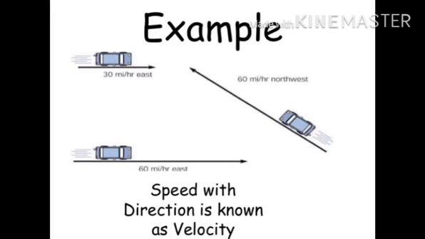Now the example for velocity, there are 3 examples. In first, 30 meter east, in second, 60 meter northwest, in third also 60 meter east. Speed with direction is known as velocity.